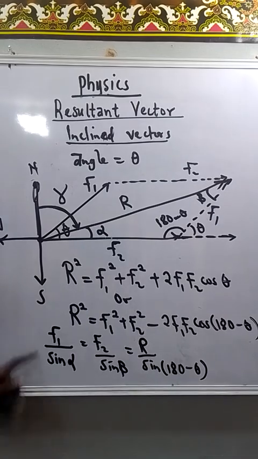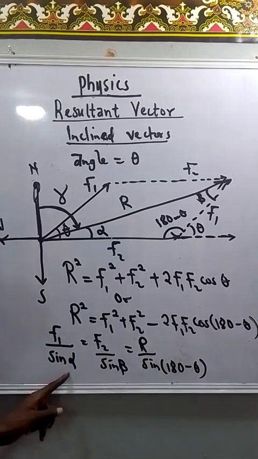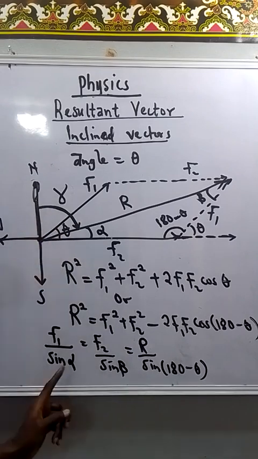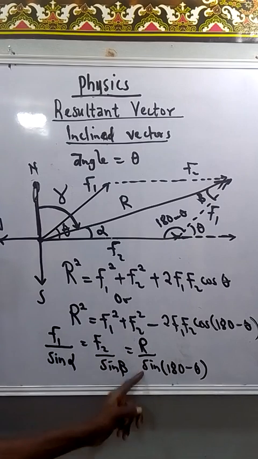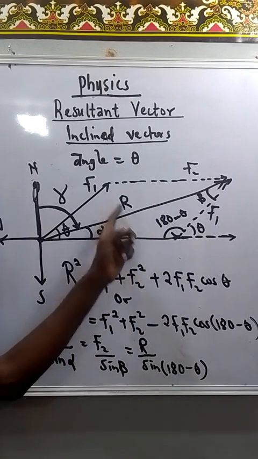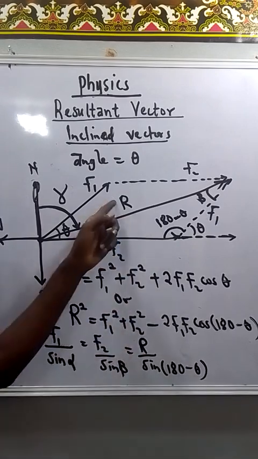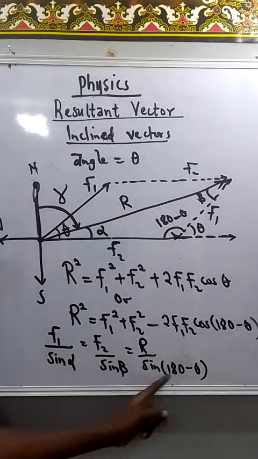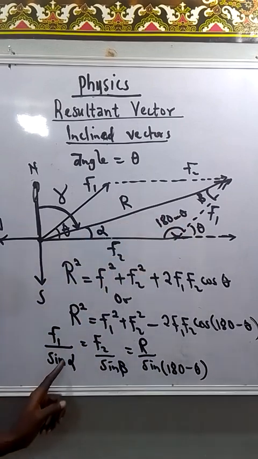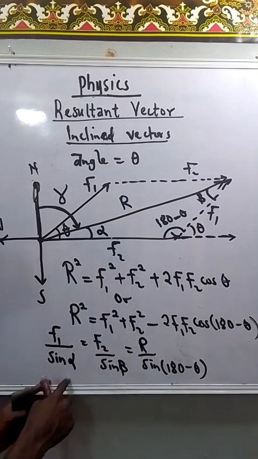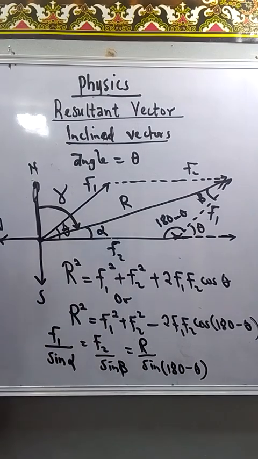If we can work this out to get alpha, then we can know our beta. We can just use F1 over sine alpha in relation to this, because these will be completely known terms. R is known, 180 minus theta is also known, F1 is known, and sine alpha is unknown. We compute it. I will solve an example in a subsequent video. Once we get alpha, gamma will be gotten by 90 minus alpha.